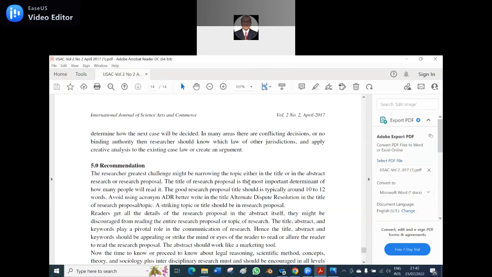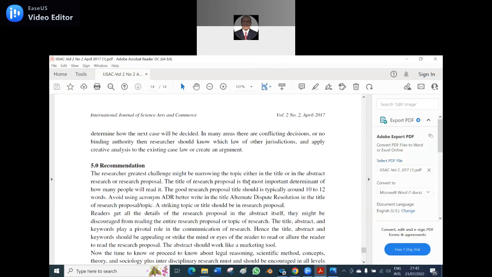Avoid using acronyms like ADR. Better to write the title as Alternative Dispute Resolution. No acronyms, no initials, no contractions, no shortenings should be allowed in the title of the proposal. A striking topic or title should be in a research proposal, and your title should be such that it will attract the reader to read your work.